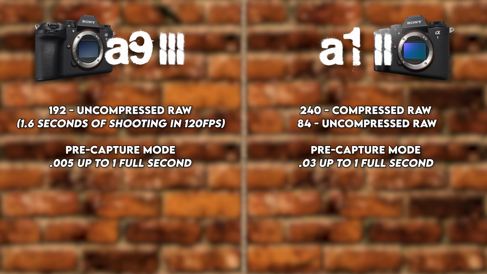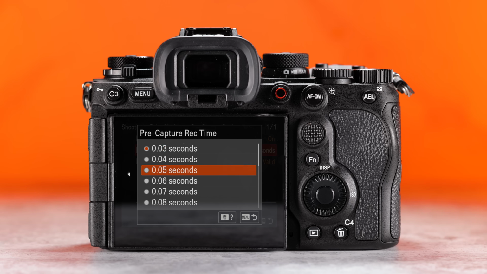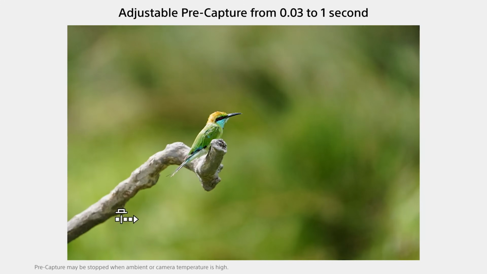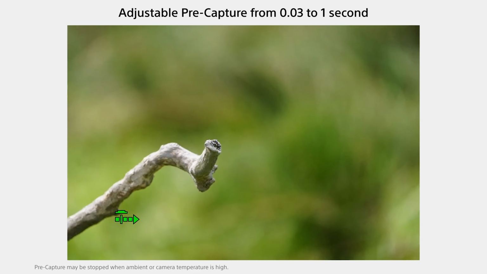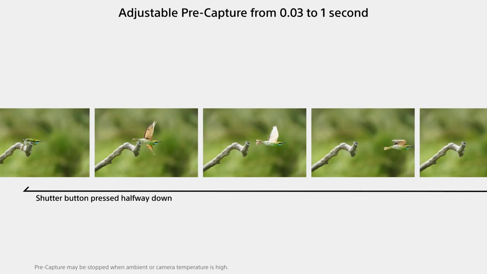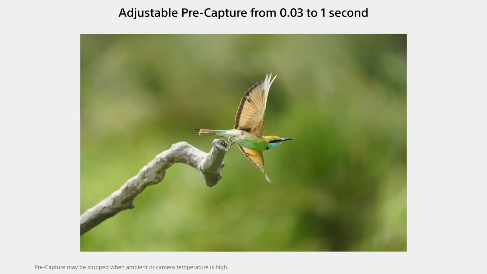And on the A1 II side, you have your 1 full second, just like the A9 III, all the way down to 3/100ths of a second. I don't know how many shots that's actually going to give you. If I was doing it, I'd be at like 0.3, 0.4, maybe a half a second, because I'm used to shooting at a half a second. But you do chew up extra files every time you take a picture, but it allows you to reach into the past and grab something that you otherwise would have missed, because sometimes you're just a little late, but with pre-capture, you're getting those shots that you would have missed.